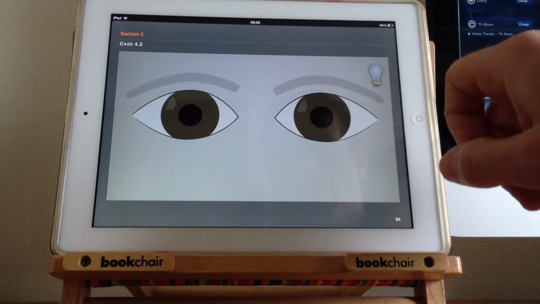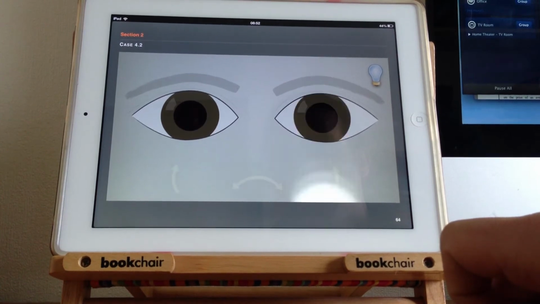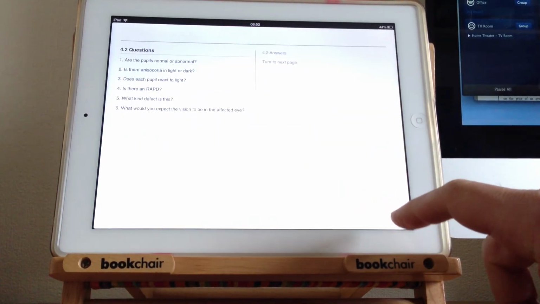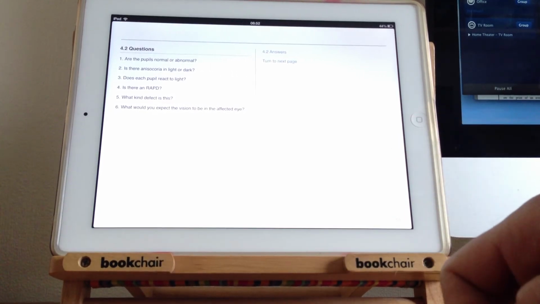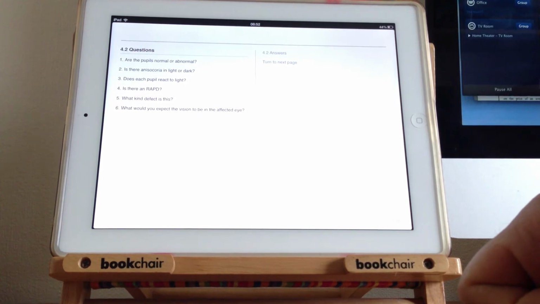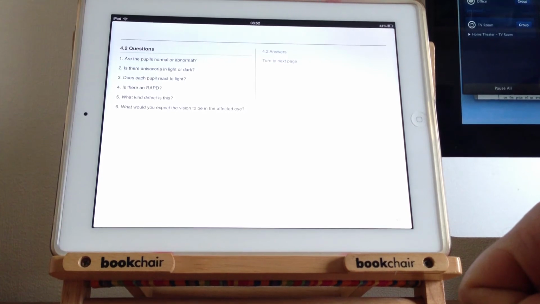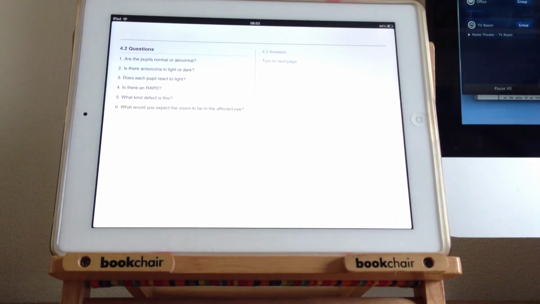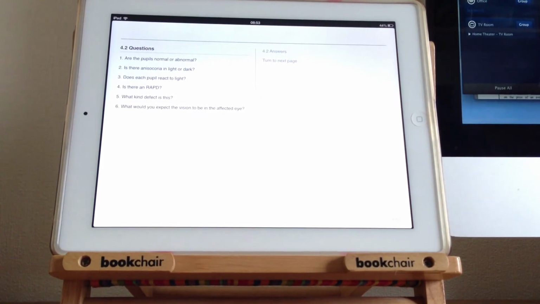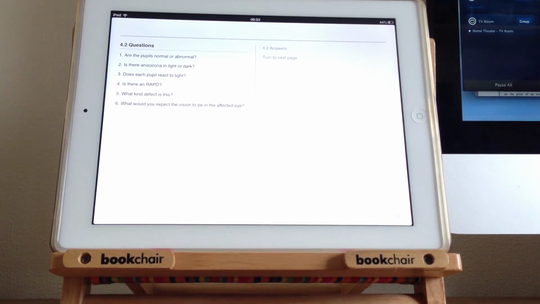Let's switch that off. Because there's no reaction to direct light, this is not a relative afferent pupil defect. It's a complete afferent pupil defect on this side, on the left hand side, the patient's left side. The final question is, what would you expect the patient's vision to be in the affected eye? Well, if there's a complete afferent defect, that suggests that there's no message coming into the eye when the light is shone at the eye. So it's quite likely that there will be poor vision or no vision in the left eye.